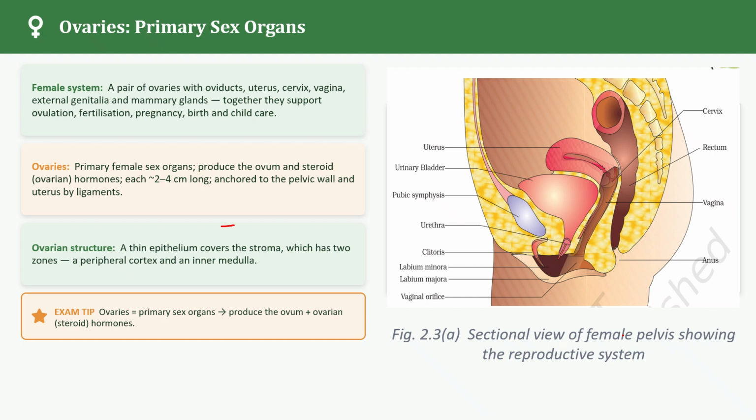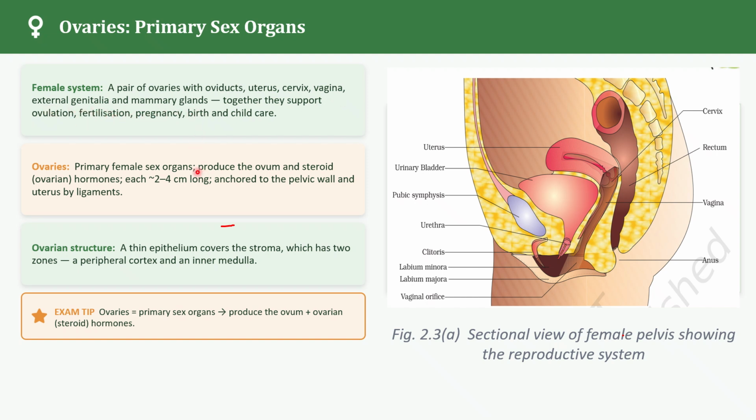So according to our book, that is Class 12 NCERT Biology textbook, the major parts of the female reproductive system we are going to see now. So let's see the major parts. The female reproductive system consists of major parts like a pair of ovaries, a pair of oviducts, uterus, cervix, vagina, and external genitalia and mammary glands.